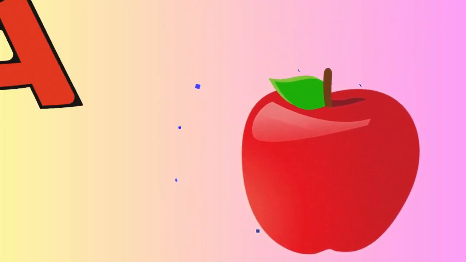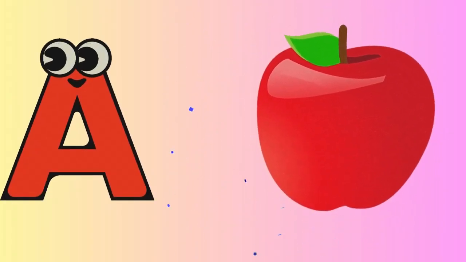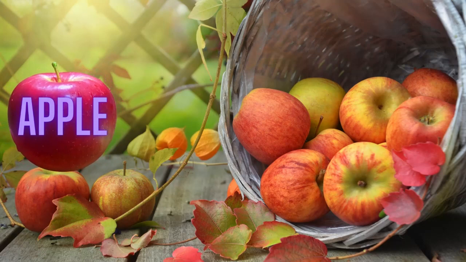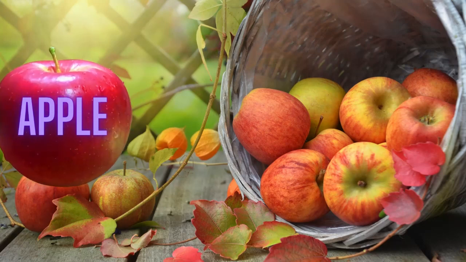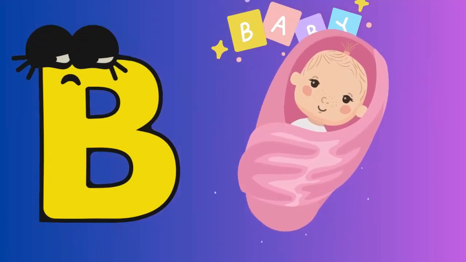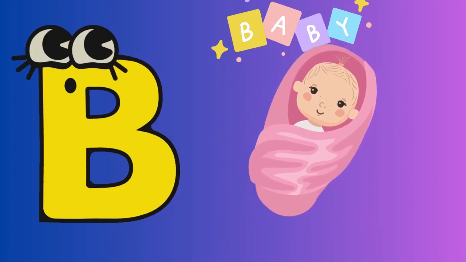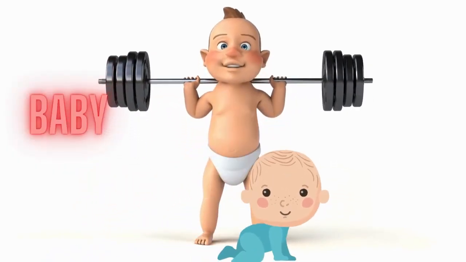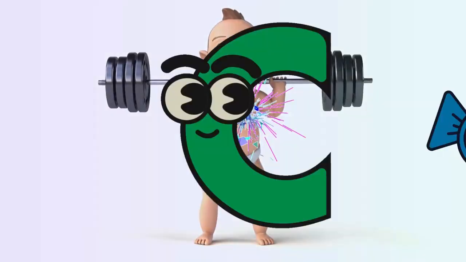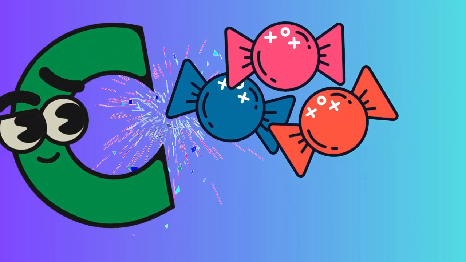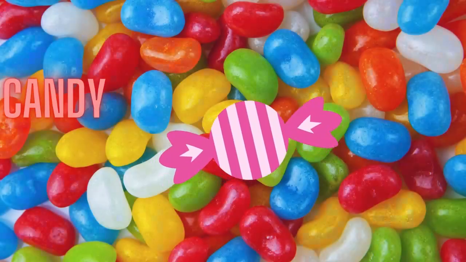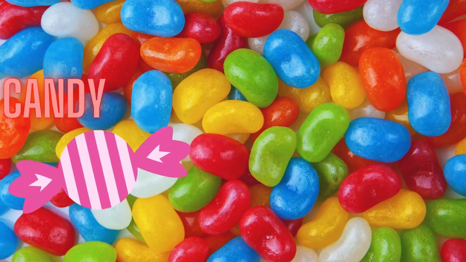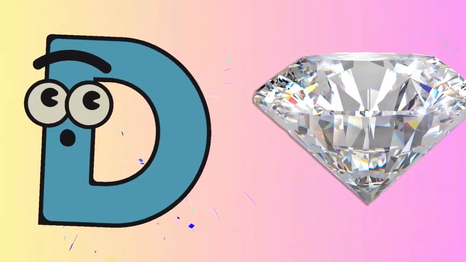A is for apple, apple. A, apple. B is for baby, baby. B, baby. C is for candy, candy. C, candy. D is for diamond, diamond.